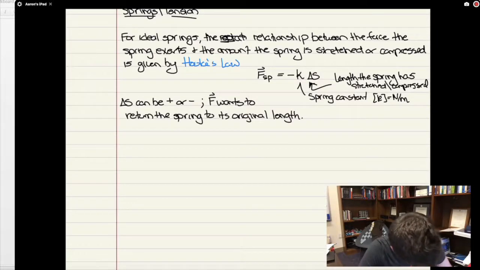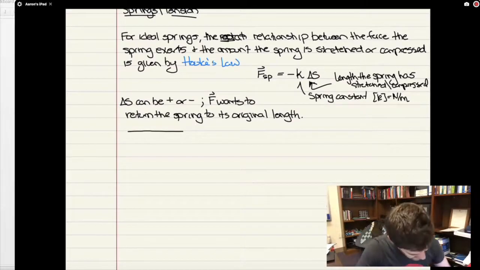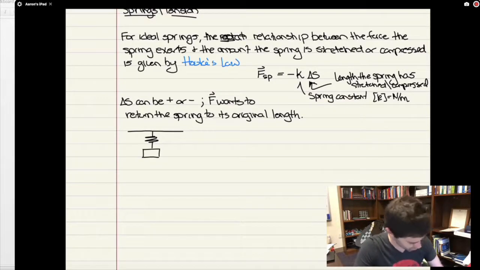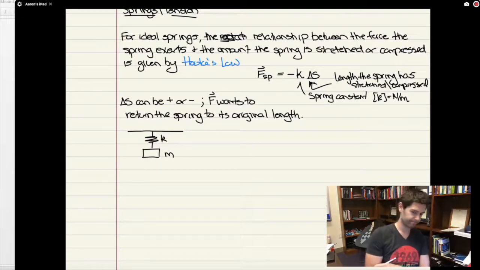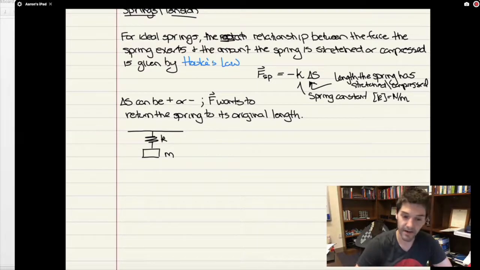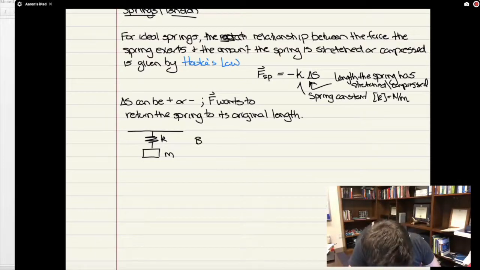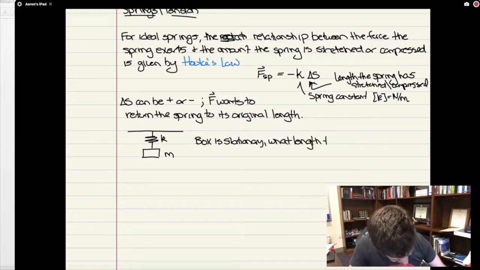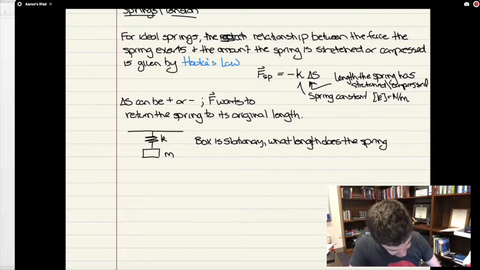For example, suppose I have a spring that is hanging from the ceiling and is attached to a box. The box has some mass m. The spring has some spring constant k. And I could ask, how much does the spring compress if the box is stationary? Box is stationary. What length does the spring stretch or compress?